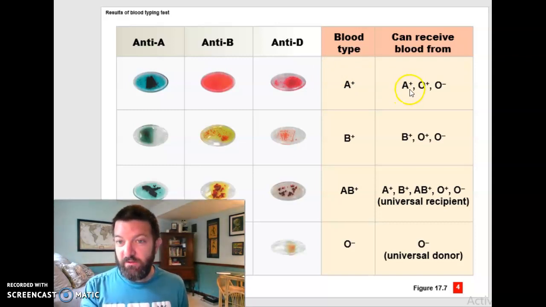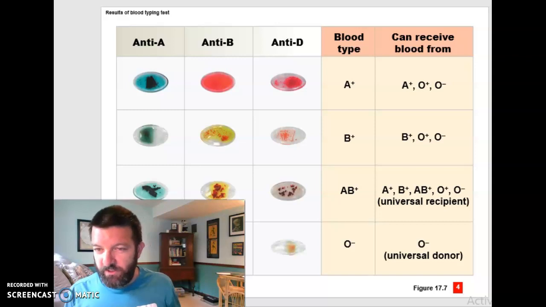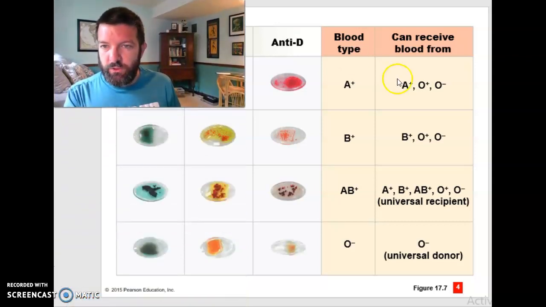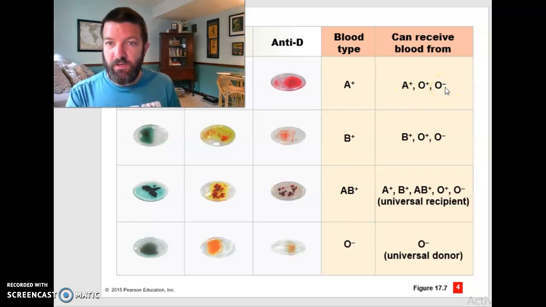Actually, this is an error. A negative should be there as well. Or O positive or O negative, but not B and not AB. If there's a B there, you can't receive it. I apologize for that. This figure is straight out of your book. I'm hoping in the ebook they've fixed that by now, but I'll look into that with the publisher. So this should say A positive, A negative, O positive, O negative, as to who I can receive from if I'm A positive.